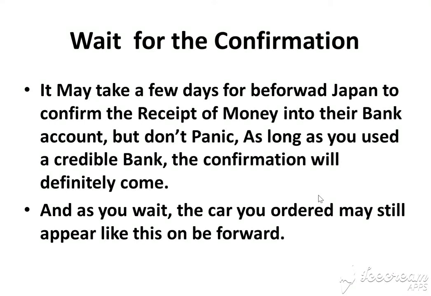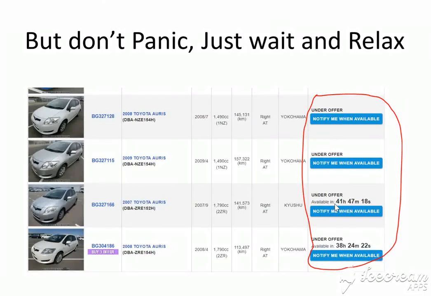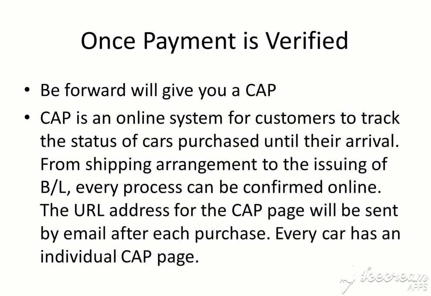And as you wait, the car you ordered may still appear like this on Forward. It may say "notify me when available." It doesn't mean that they will sell your car. Nope. It just means that they're still processing your order, trying to ascertain if the money has been deposited in their account. So after a few days, the payment will be verified.